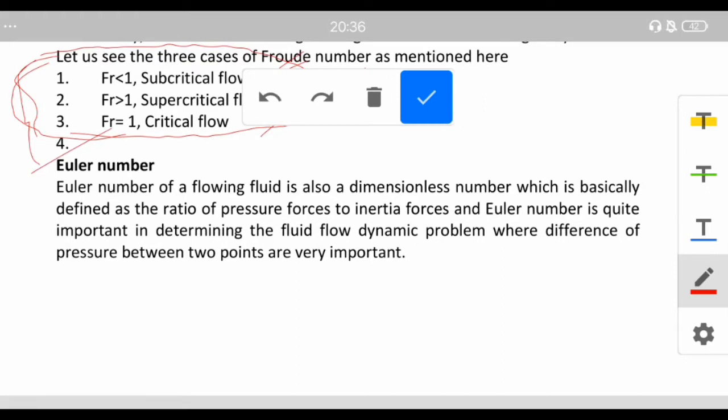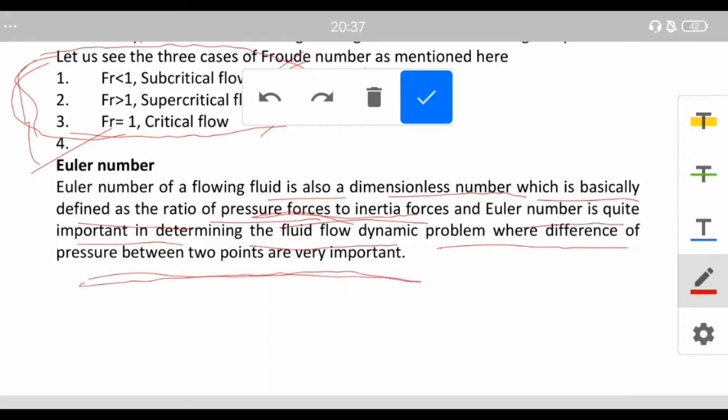Next is the Euler number. Euler number of a flowing fluid is also a dimensionless number, which is basically defined as the ratio of pressure forces to that of the inertia forces, and Euler number is quite important in determining fluid flow dynamic problems where difference of pressure between 2 points is important.